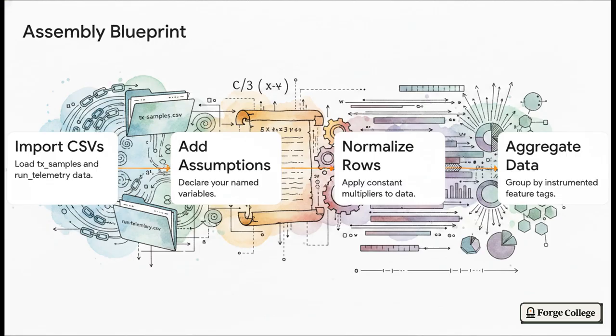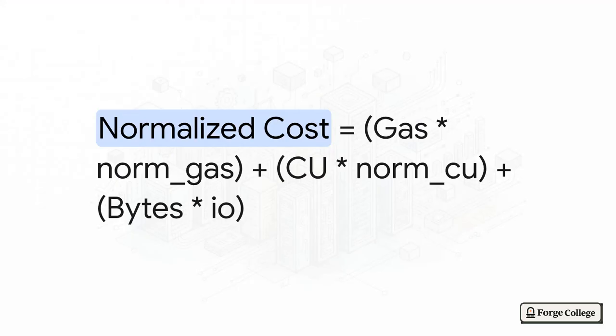We do this by grouping the feature tags we instrumented earlier, which gives us the mean, median, and 90th percentile costs. And this right here is the core mathematical equation that powers the whole translation process. Normalized cost equals your raw gas times the norm_gas constant, plus your compute units times norm_cu, plus your transaction bytes times IO_byte. You really want to treat these cell references like the vital thermodynamic connections of an engine.